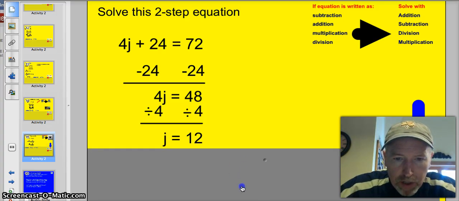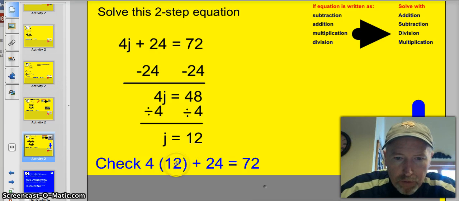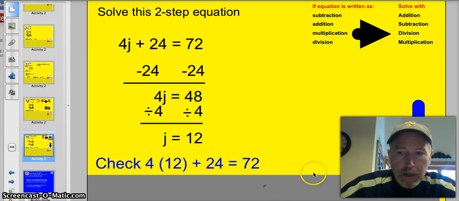Looks reasonable. Pop it in. 4 times 12. Well, that's 48. Plus 24. 48 plus 20 would be 68. Add another 4. 72. Very nice. All right, you are ready for the ticket to the show.